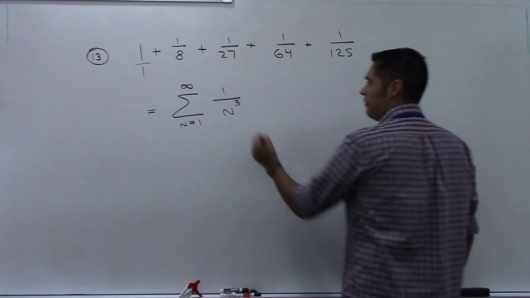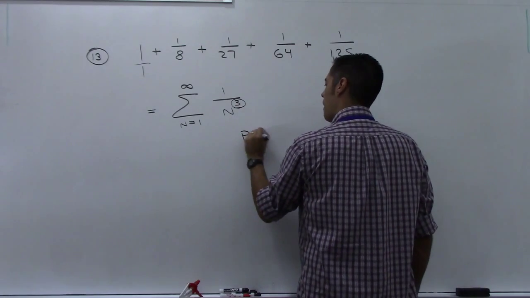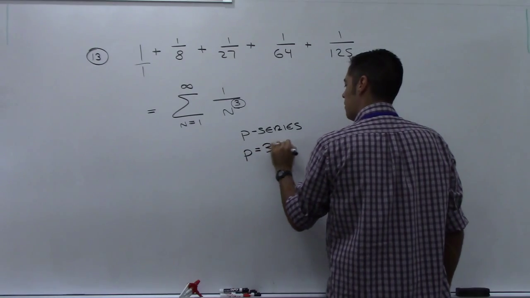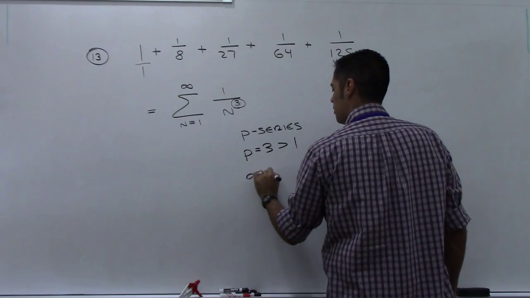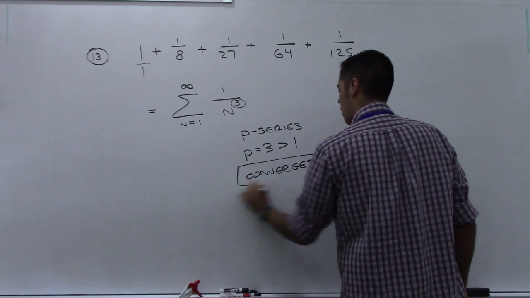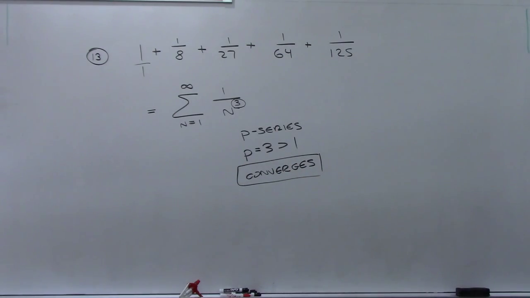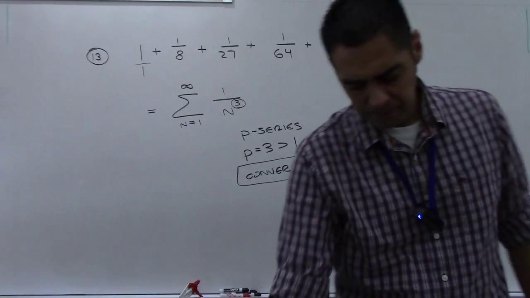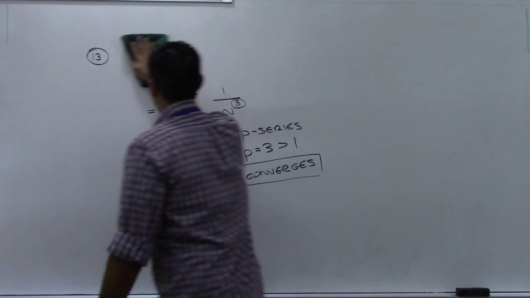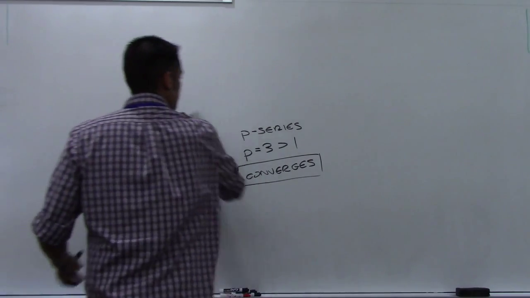And I hope this is obvious. This is a p-series. P is 3, bigger than 1, converges. That wasn't too bad. On that one, it's just finding the formula correctly.